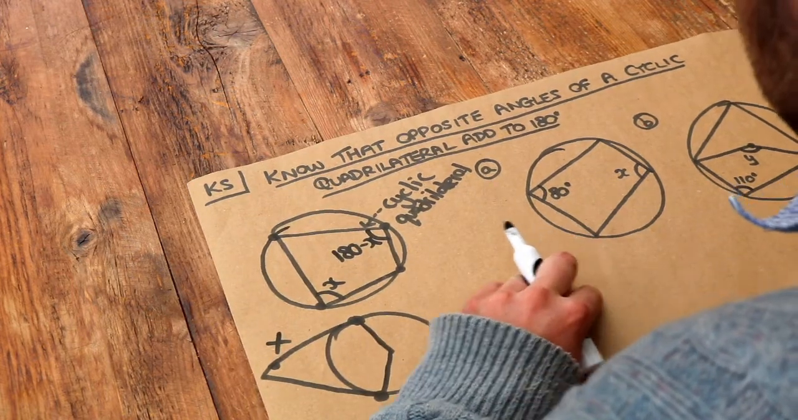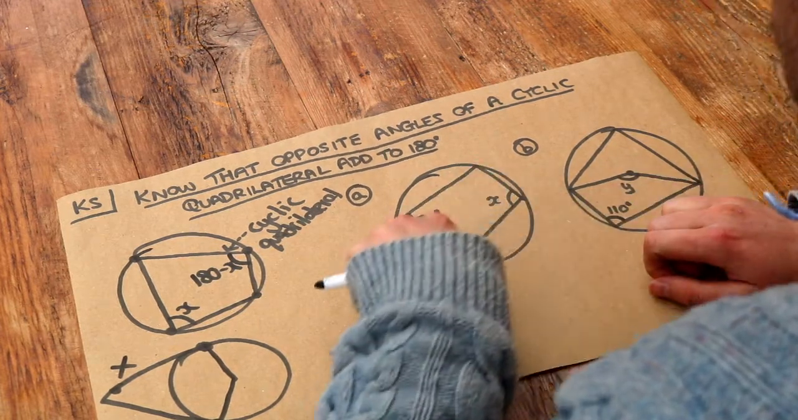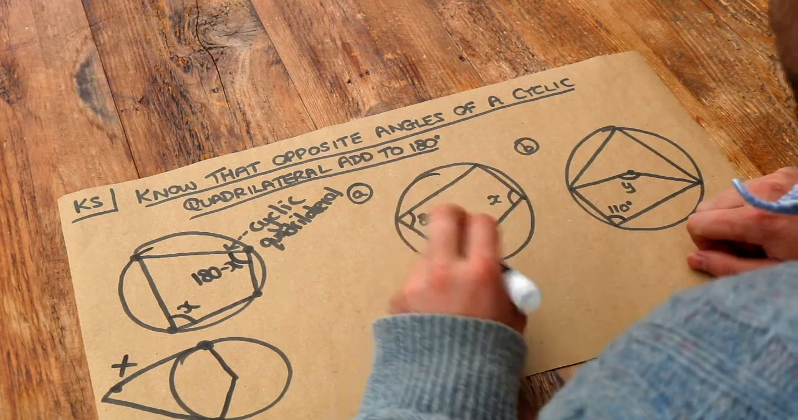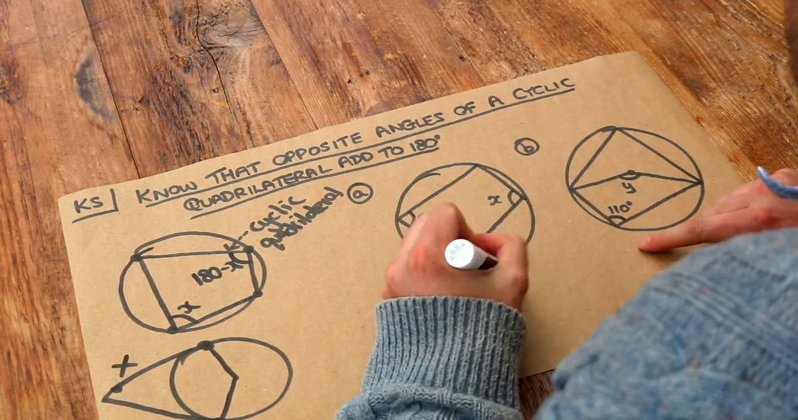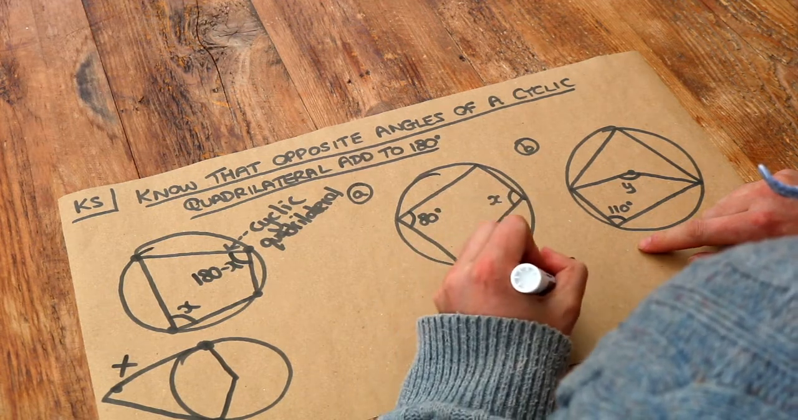Now let's use that on these particular examples here. These angles are opposite each other in a cyclic quadrilateral because all 4 points are on the circumference of the circle. So they must add to 180, so we just subtract the 80 from 180, and that gives us 100 degrees.